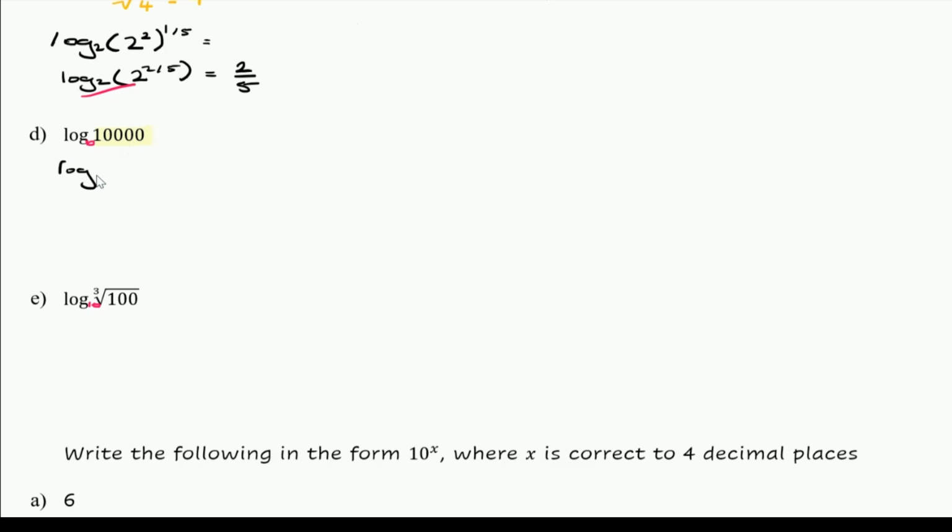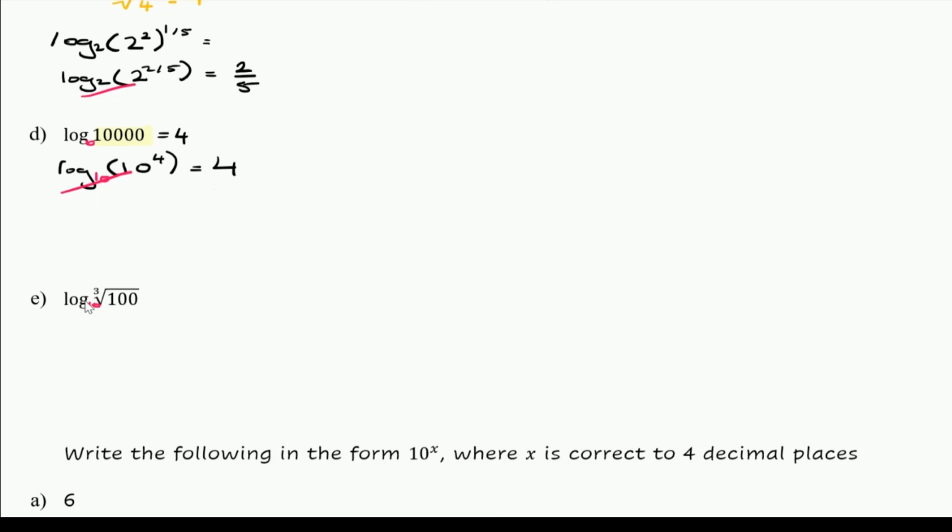So if I did 10 to the power of 4, this is going to give me 10,000. Of course I've got this log base 10 here. So these two cancel out and that's just going to leave me with 4. So my answer for this one here is 4.